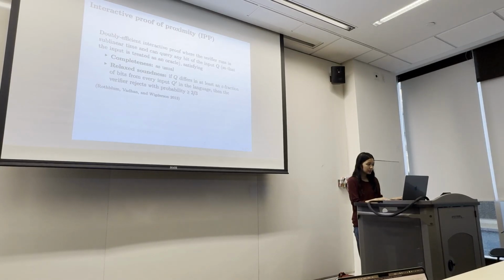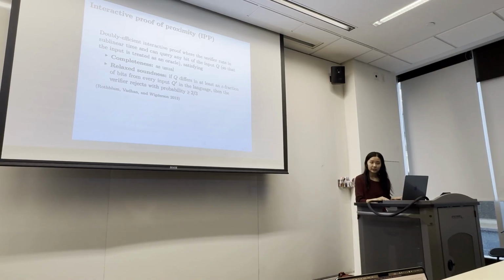So in order to prove this result, we're going to need to make use of some tools from this literature on interactive proofs. The first tool that we're going to need is called an interactive proof of proximity, or an IPP. This is some sort of doubly efficient interactive proof where the verifier is extremely efficient. So he runs in sublinear time in the length of the input.